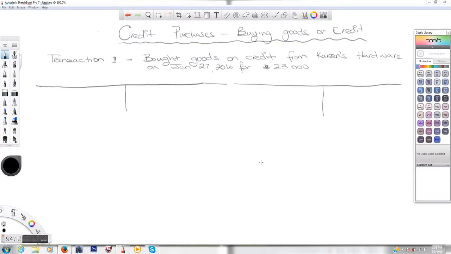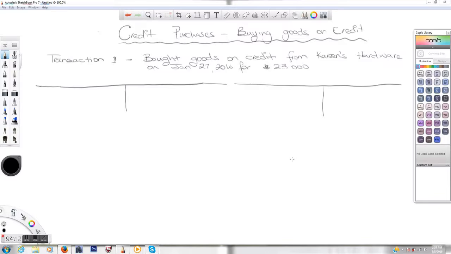In the 7th lecture, double entry 7th lecture, we'll talk about credit purchases, buying goods on credit. So let's look at this transaction we have here. Transaction 1, on the 22nd of January 2016, we bought goods on credit from Kareen's Hardware, $23,000.